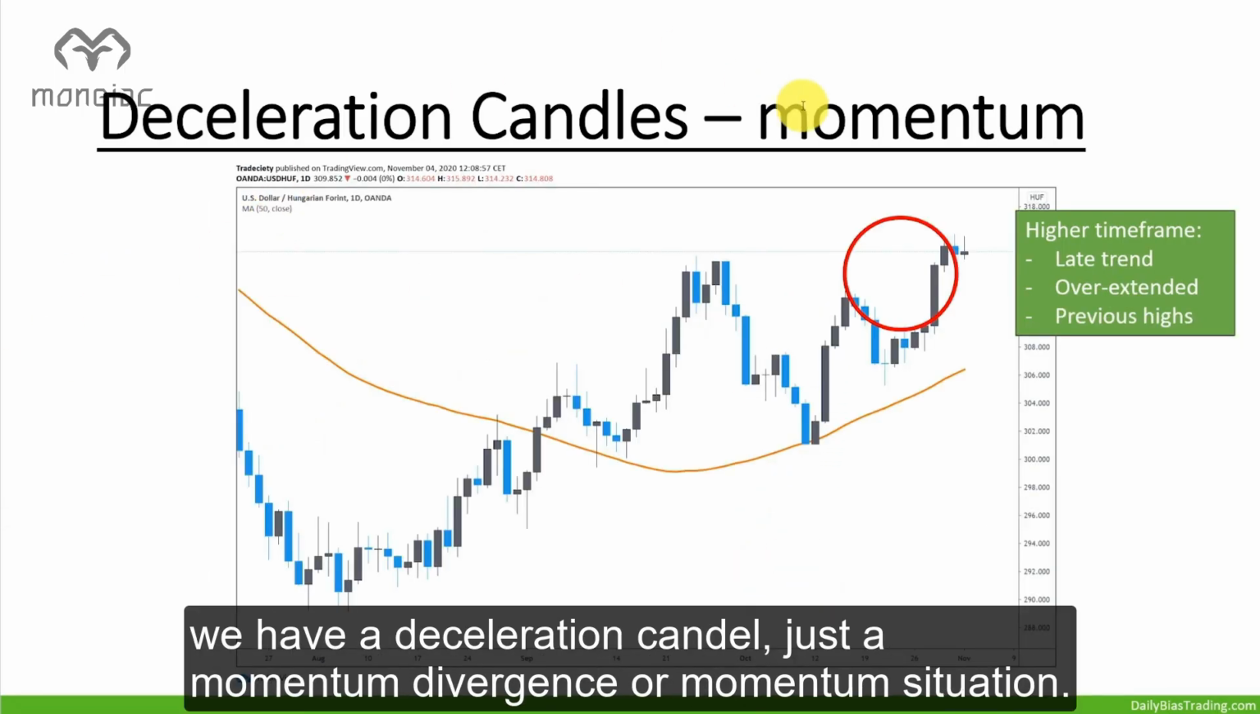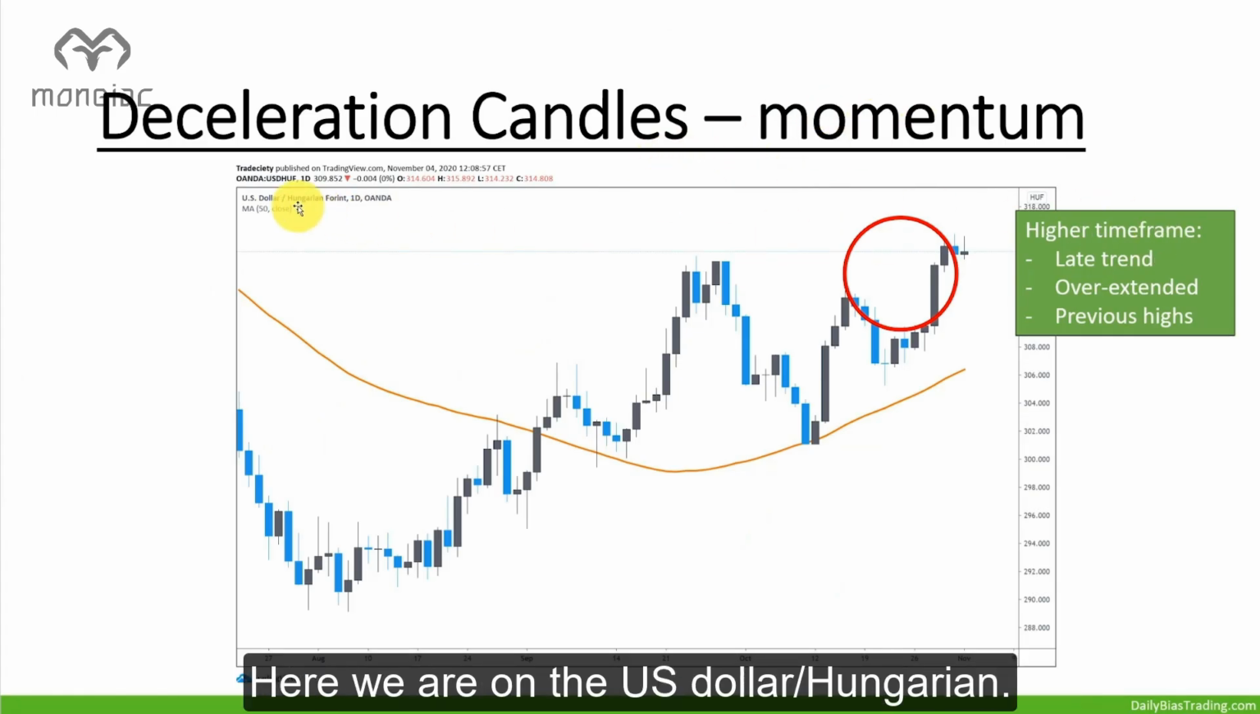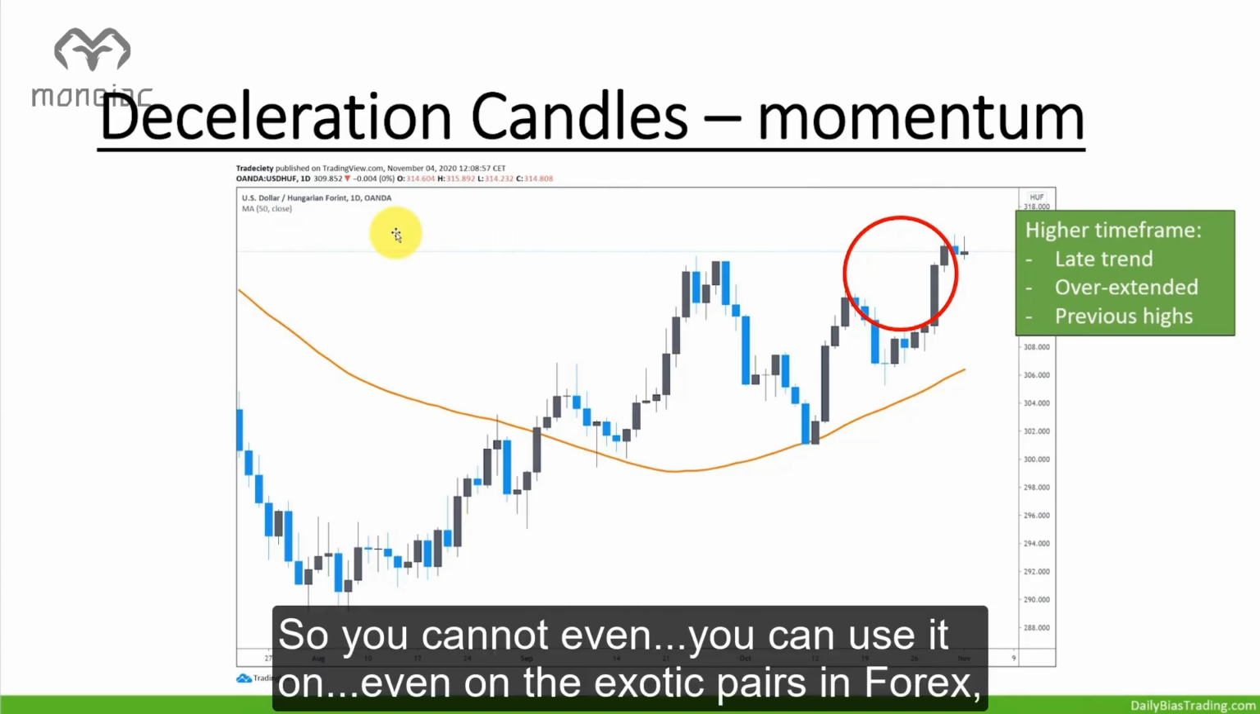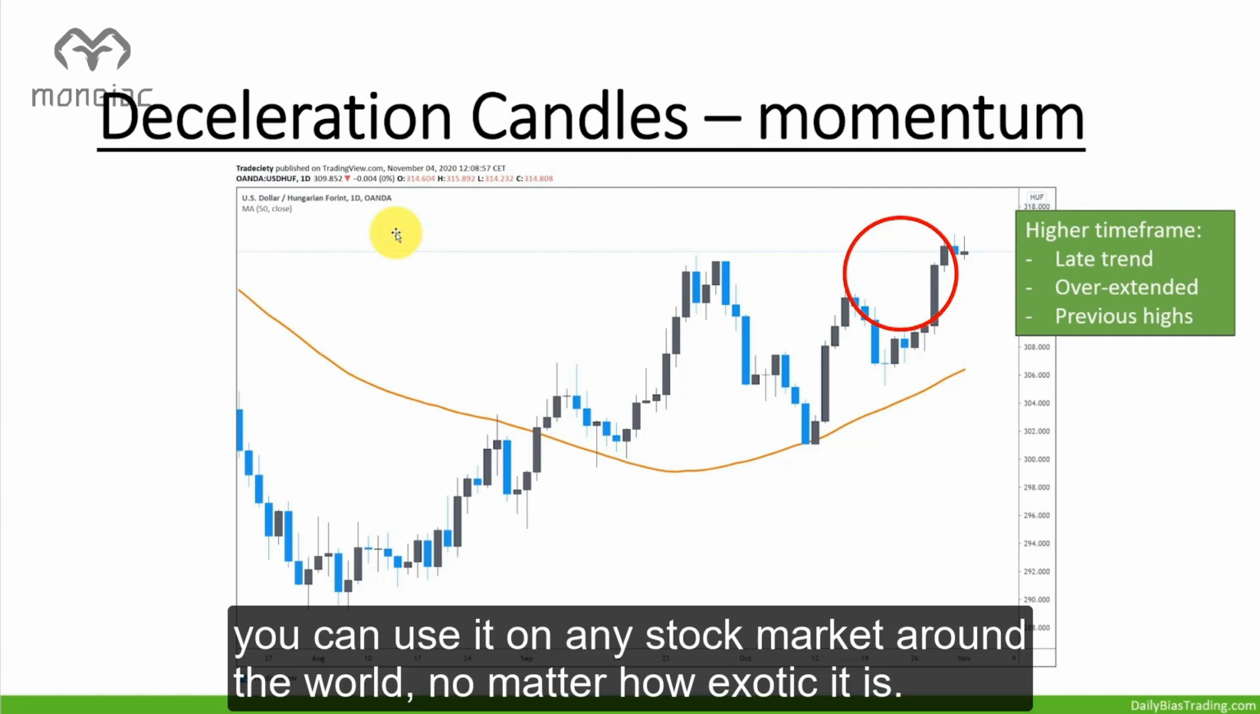Here we have a deceleration candle, just momentum divergence or momentum situation. Here we are on the US dollar Hungarian, so you can use it even on the exotic pairs in Forex. You can use it on any stock market around the world, no matter how exotic it is.